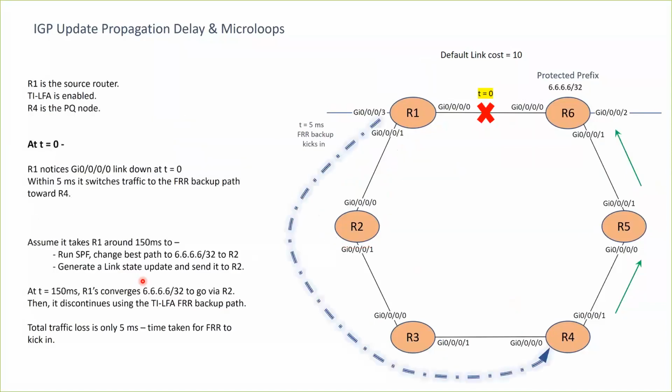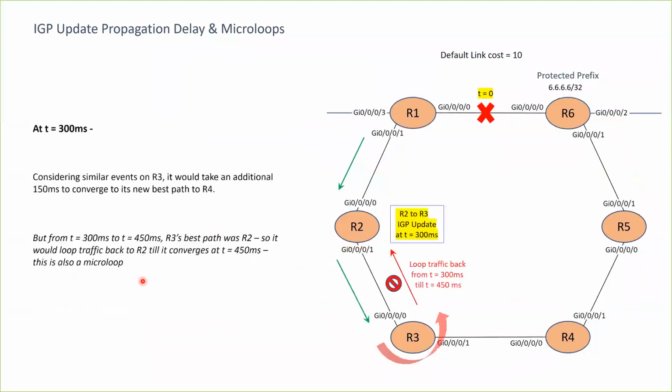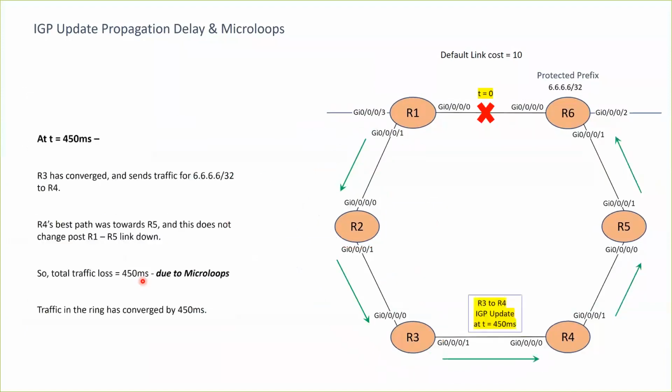Yeah. This is micro loops. So from t equal to 300 milliseconds to 450 milliseconds, R3 will keep looping it back to R2, but R2 will send it back to R3 because R2 has converged by then. At t equal to 450 milliseconds, the entire network has converged. So you have a 305 millisecond drop so far. This is not acceptable, right?